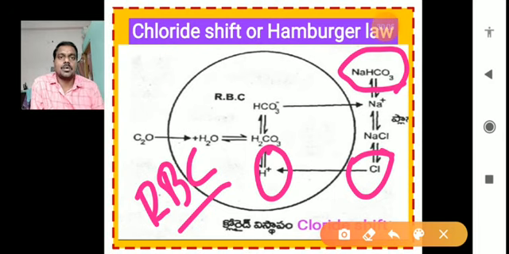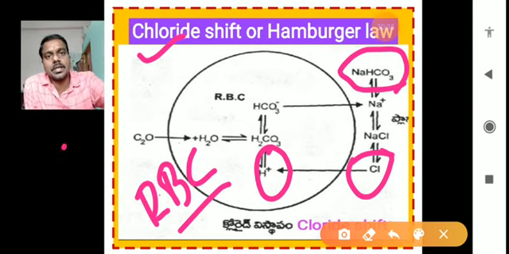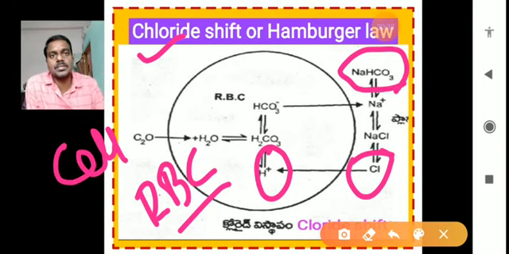This is very important. That's why we call it the chloride shift. This is called chloride shift. Hamburger says that chloride is very important for maintaining the pH level in our blood when carbon dioxide is formed as an intermediate stage as sodium bicarbonate. So that's why it is called the chloride shift or Hamburger's law. This is at the cell level. We have discussed it only at the cell level.